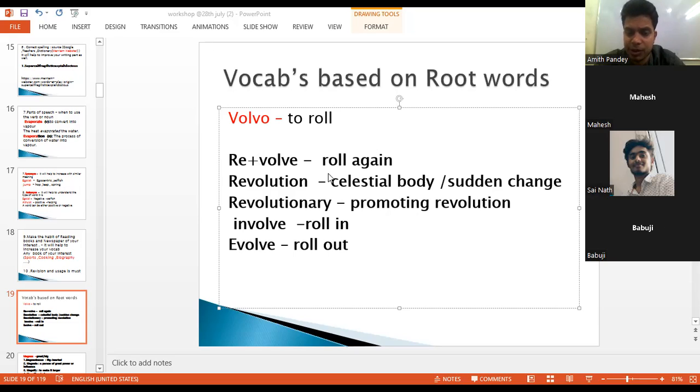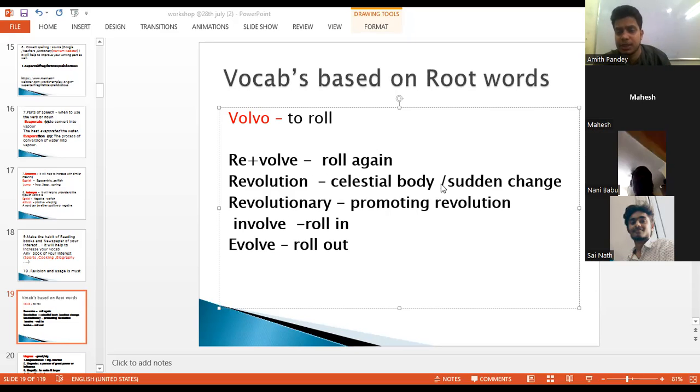In the same way, revolution. It's like celestial bodies, I mean the very giant bodies like Earth and Pluto and Neptune and other things. Revolutionary, again, is related to the same. Next, involve, like getting into. So you're not going to roll, but you're just getting into the thing.